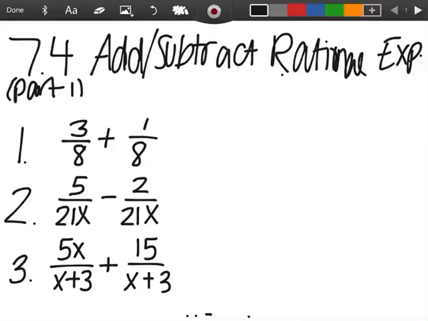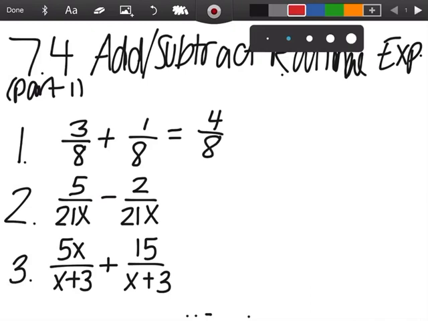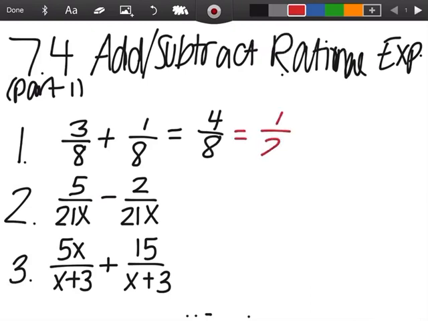So the simplest fractions to add are when the denominators are already the same. So 3/8 plus 1/8 makes 4/8, and that would be the final answer unless there's reducing that can be done, and in this case it reduces to be 1/2.